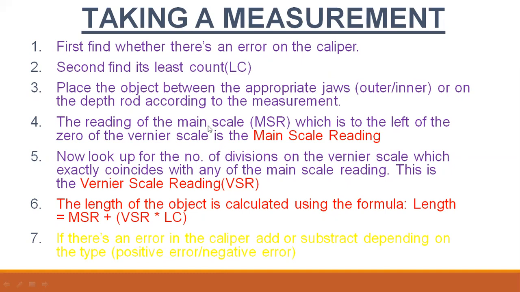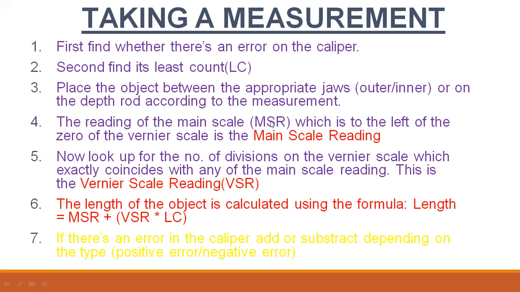The reading of the main scale, which is to the left of the zero of vernier caliper scale, is the main scale reading. On the left side, this is main scale reading. Now look up for the number of divisions on the vernier scale, which exactly coincides with any of the main scale reading. This is the vernier scale reading.